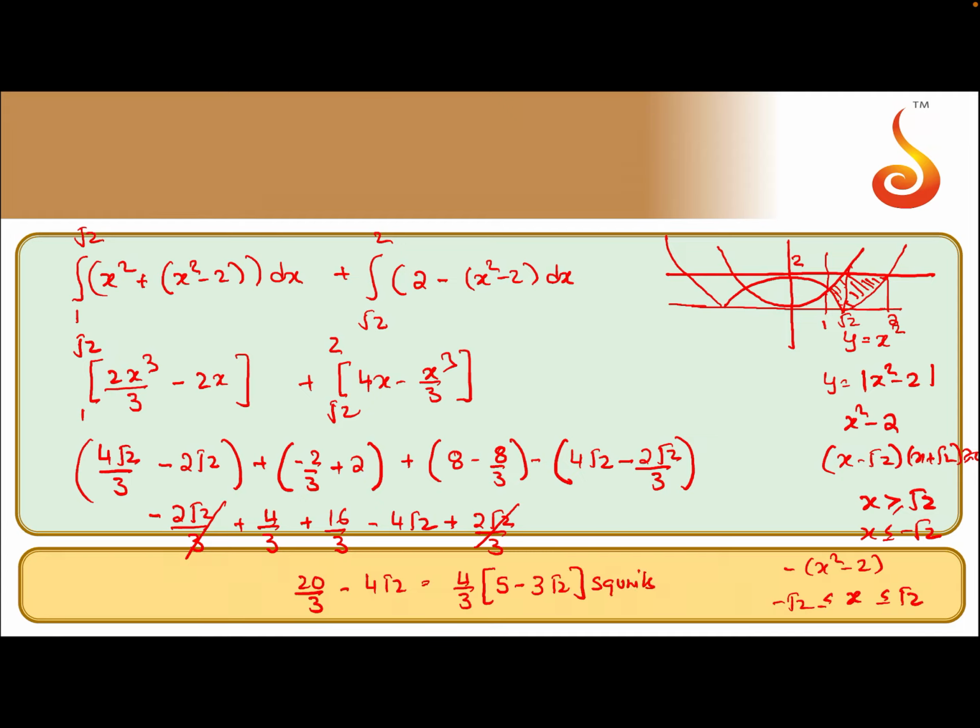That's the answer. This is the y is equal to 2 line, and this is the graph. This graph is the x square graph. This graph is 2 minus x square. And this graph is x square minus 2.